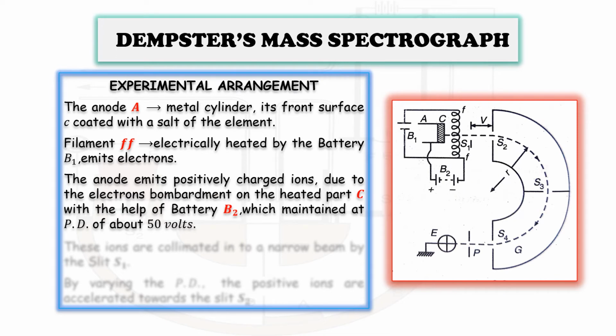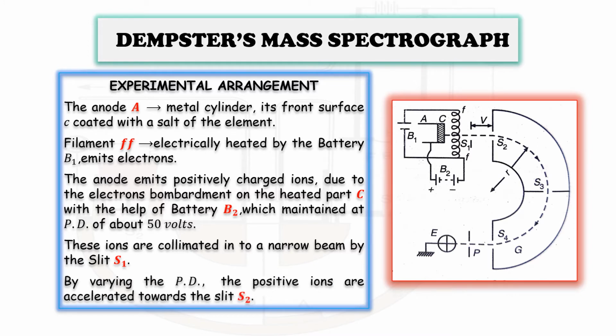There is another battery B2, which is maintained at a potential difference of about 50 volts. Through this battery B2, the anode emits positively charged ions due to the electron bombardment on the heated part C. Now these ions are collimated into a narrow beam with the help of slit S1. By varying the potential difference, the positive ions are accelerated towards the slit S2.